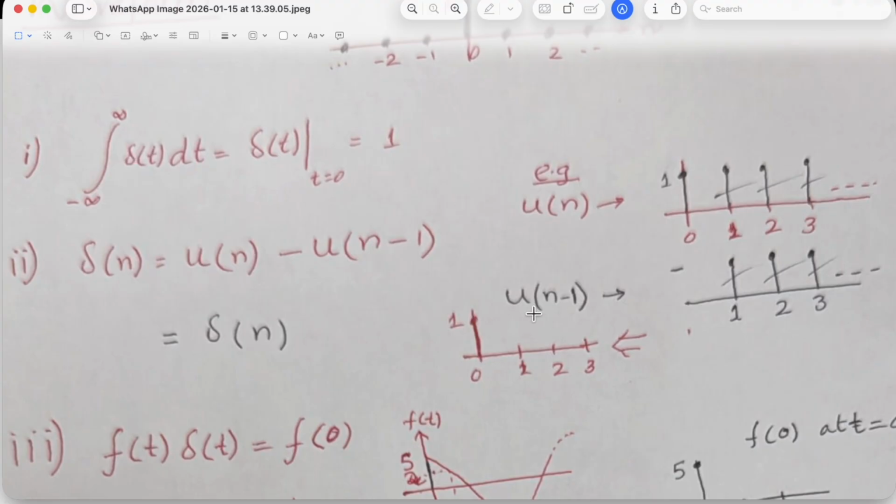And what about the shifted version of the unit step signal, like u[n minus 1]? It means that it is a shifted version.